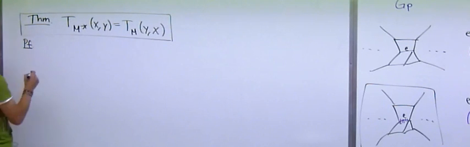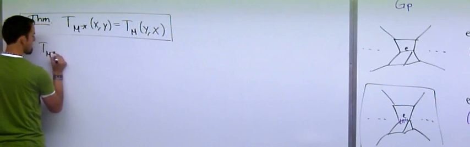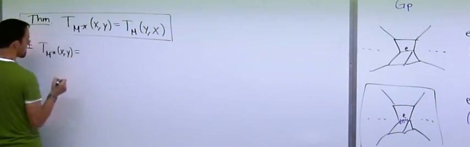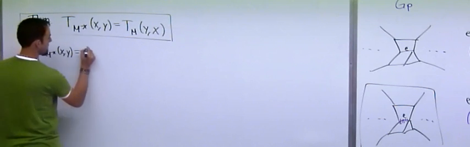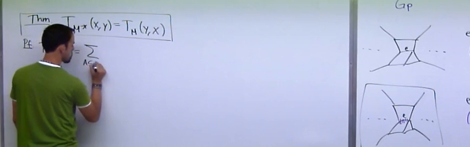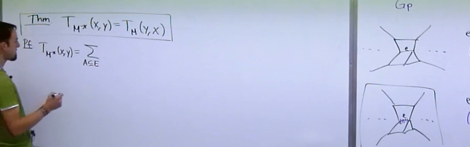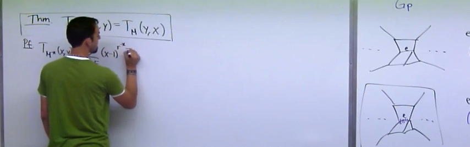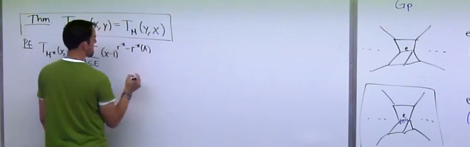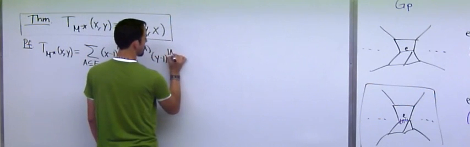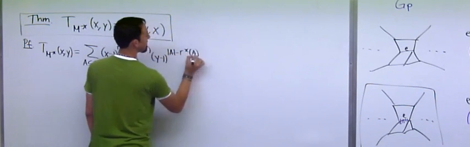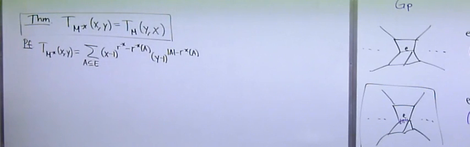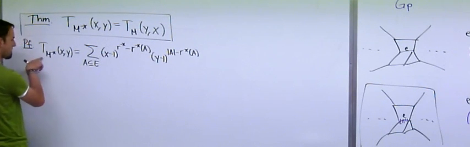Proof. What's the Tutte polynomial of the dual matroid? It's that summation. Summation of (x minus 1) to the rank of the dual matroid minus the rank in the dual matroid of A, times (y minus 1) to the size of A minus rank in the dual matroid of A. This is the second either definition or theorem, whichever way we want to think about it. But this is the Tutte polynomial.